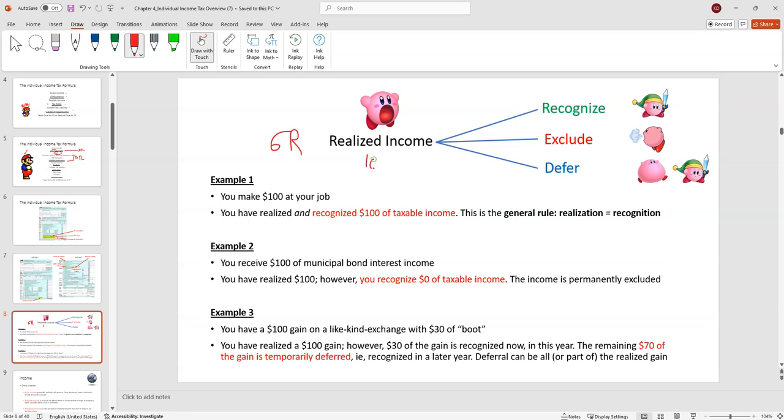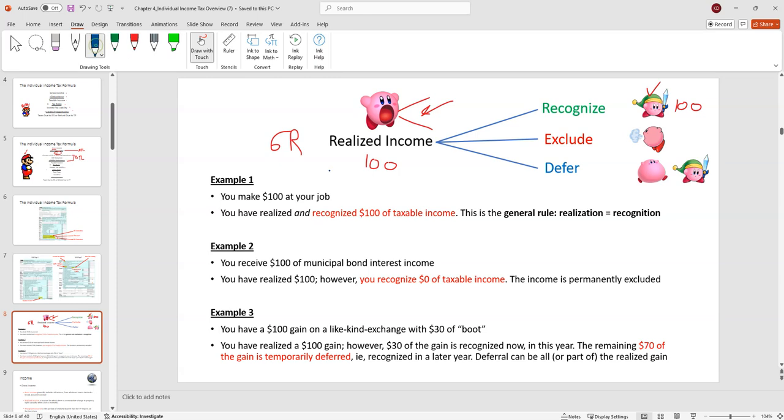So if you make $100 at your job, all the income or items are going in there. Maybe the link goes in there, right? He will then recognize, put on the tax return, $100. That's going to be the general rule: realization equals recognition.